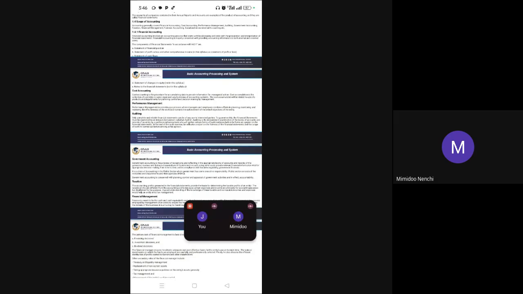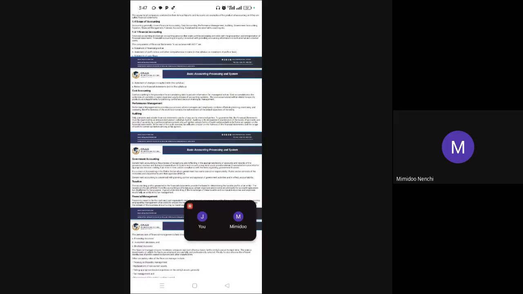So now, government accounting is the process of recognizing and reflecting in the appropriate books of account and records of generated revenue and disbursed expenditure of government. Like I said, it relates to the recording of transactions of the government. Are we together?